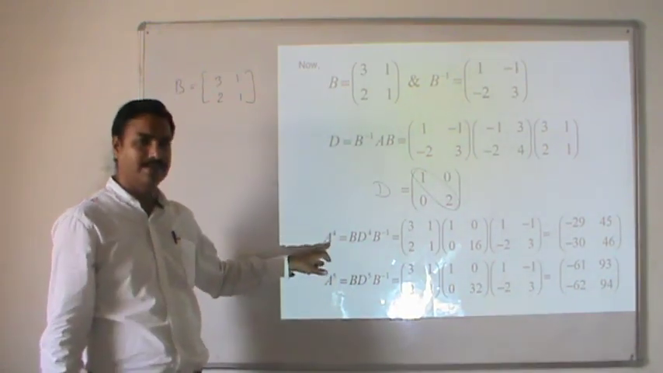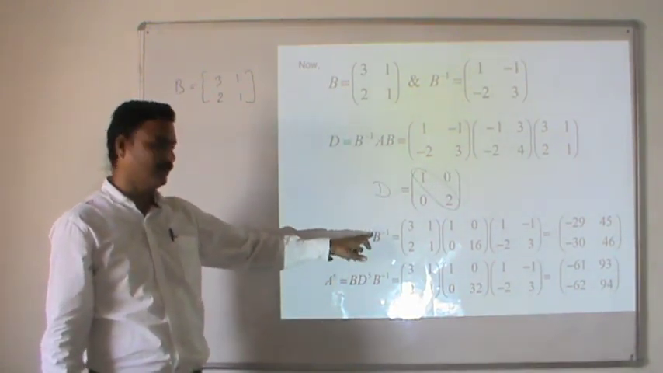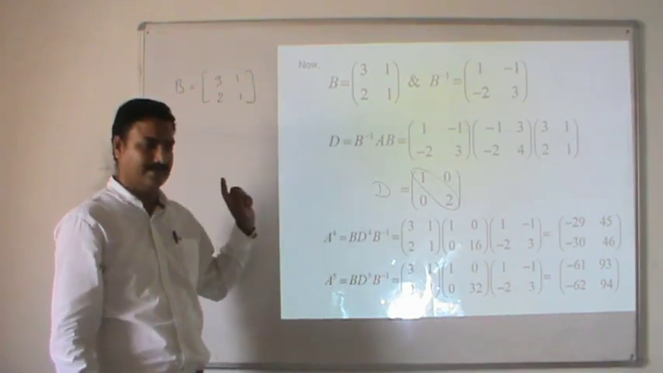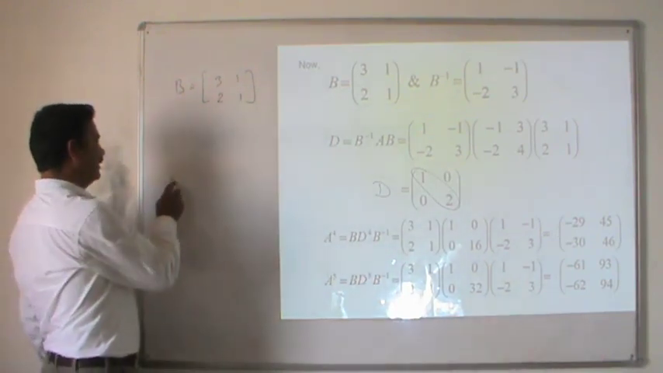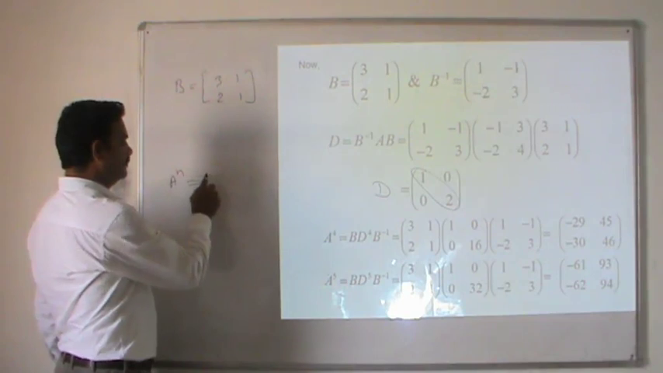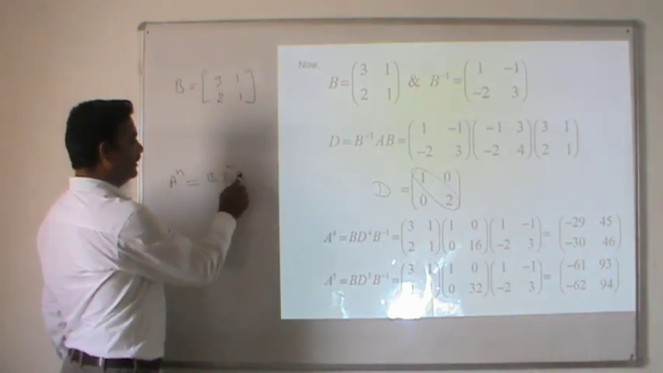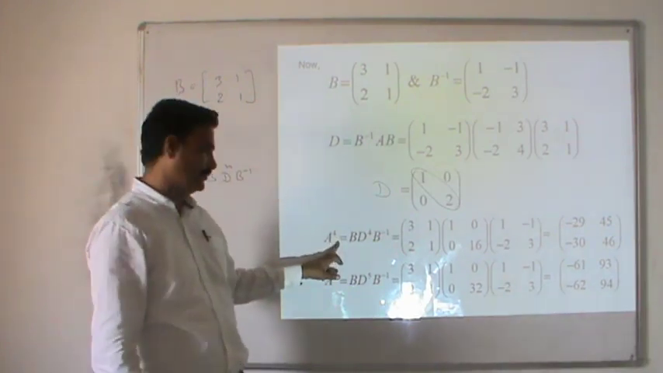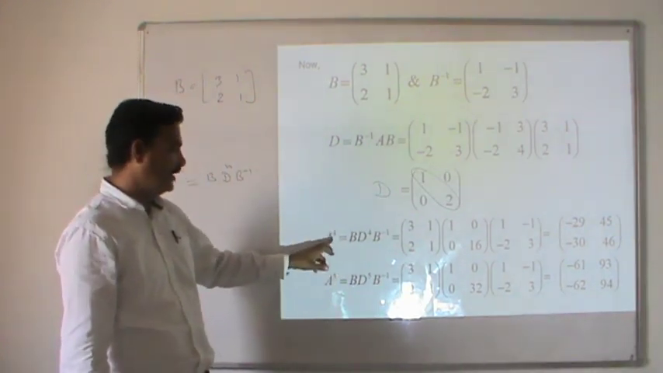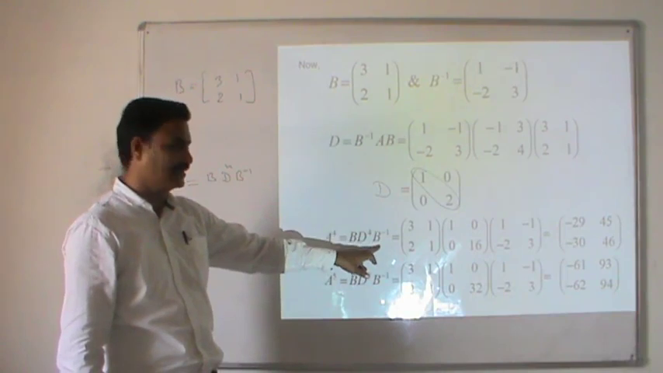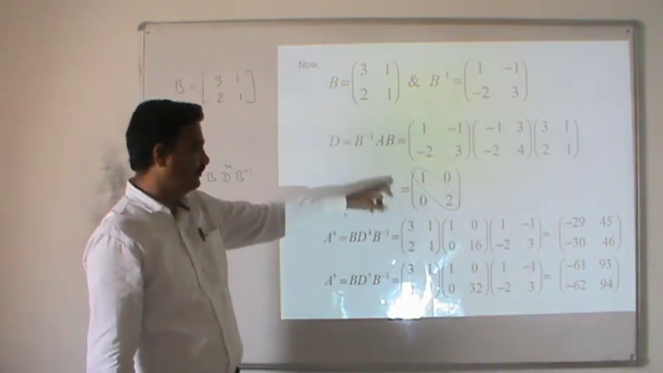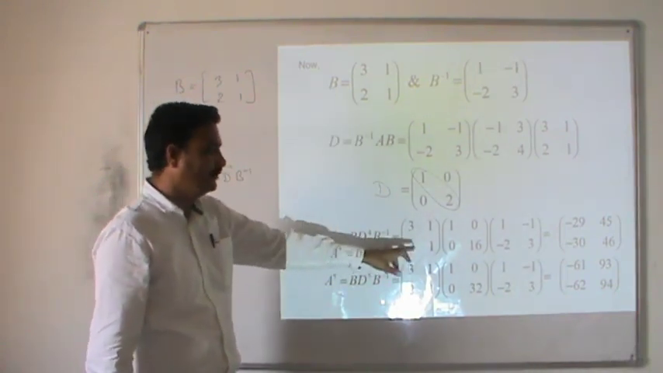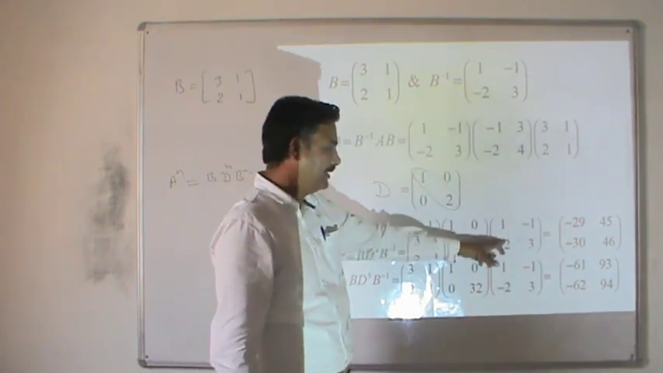This A to the power 4 is equivalent to B D4 B inverse, which we already discussed. A to the power n is equivalent to B D to the power n B inverse. So using this formula, instead of n, we have 4, so we replace n equal to 4. A4 is equal to B D4 B inverse. Here we have values of B and B inverse. We already calculated B inverse.